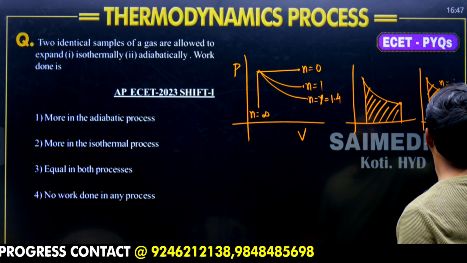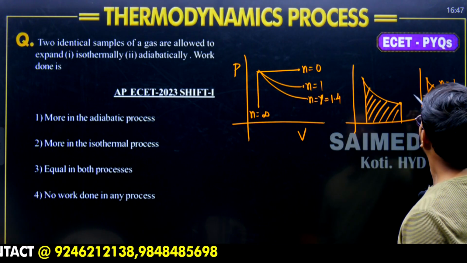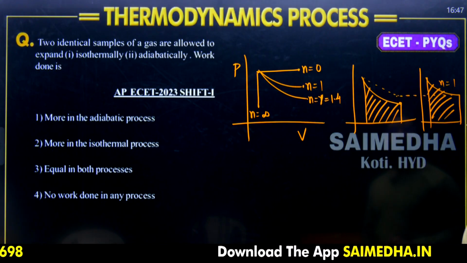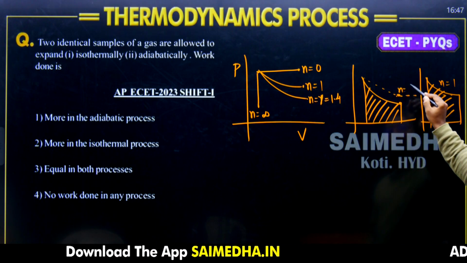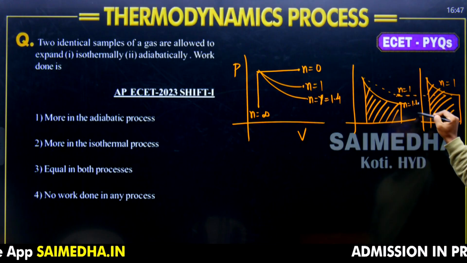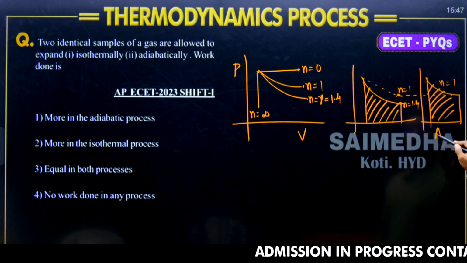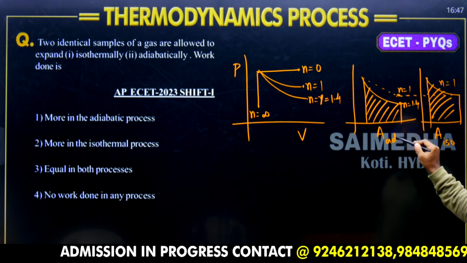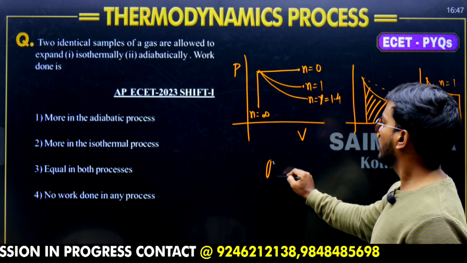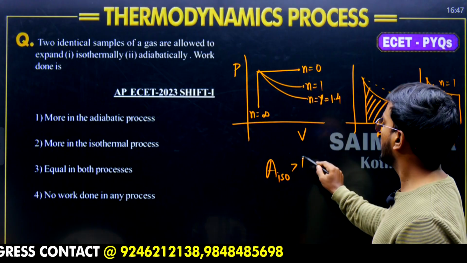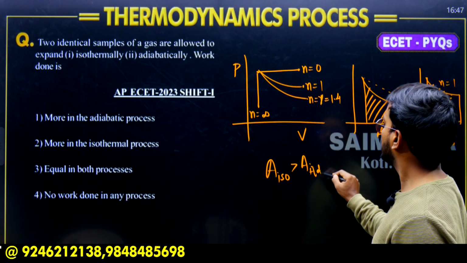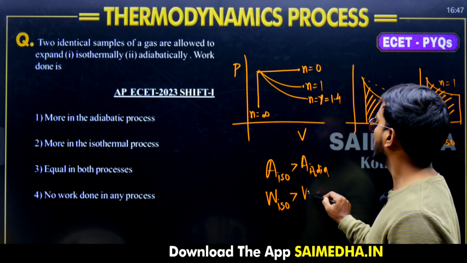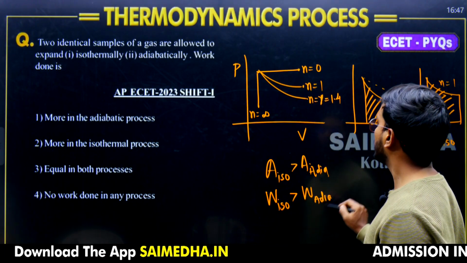This is n equal to 1. This area will be what? More. This is n value equal to 1, this is n value equal to 1.4. So the area of isothermal will be greater than the area of adiabatic. And area represents what? Work done. So work done in isothermal will be greater than work done in adiabatic process.